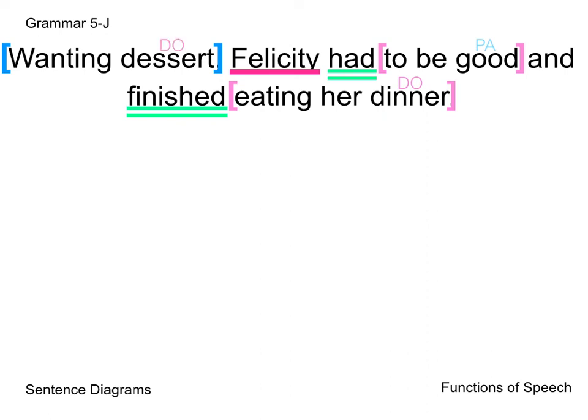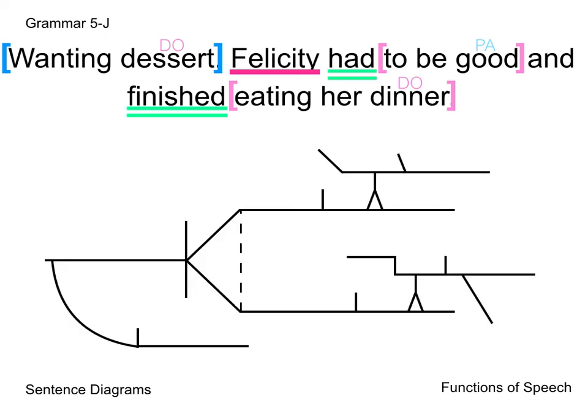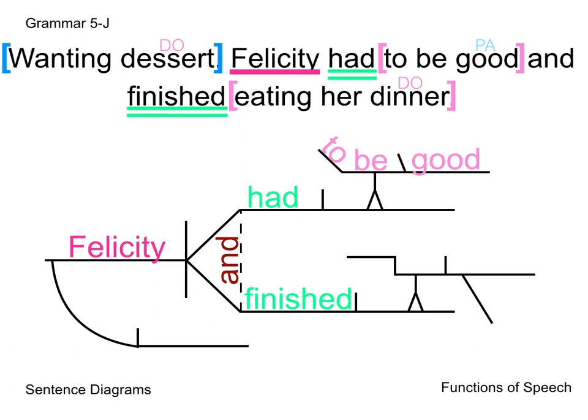Now we know we're going to be using the exact same sentence diagram as before, so I'm going to go ahead and copy and paste that there, and we can start filling it out. We have our subject and our first verb, had, and since we have our infinitive phrase as the direct object, I'm going to fill that out, to be, and notice how it's that slanted line because good is a PA in this phrase, and is our coordinating conjunction, and our second verb is finished.